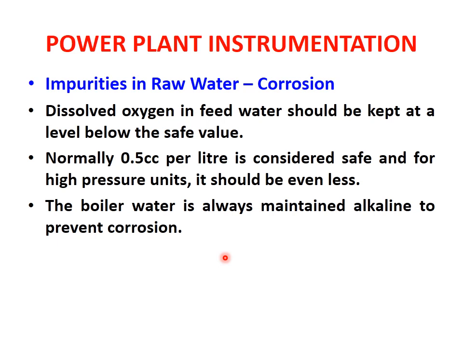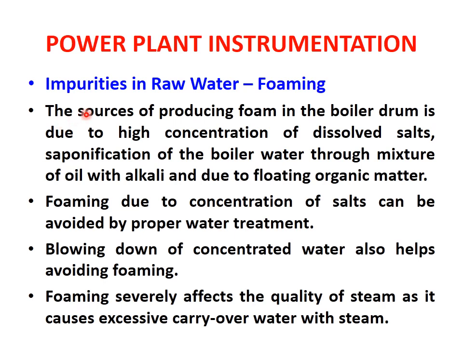Now we know that there are certain measures, because in future lectures we are going to take up the conditions of water. Like one condition is the pH value. If the pH value is in the order of 7, then we say that the water is neutral. If the pH value is more than 7, then we say that the water is acidic. So the pH value of the water should be maintained alkaline, so that it should be less than 7 in order to make the water alkaline, so that the corrosion will be prevented.